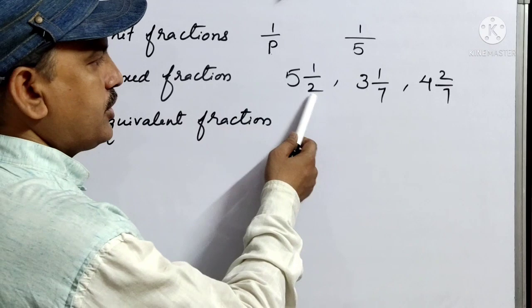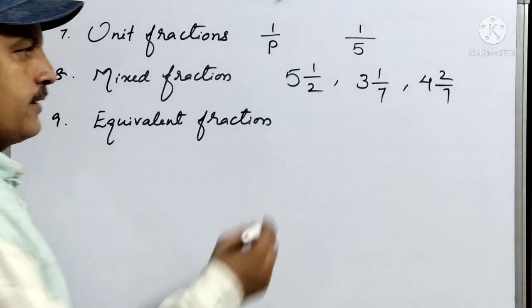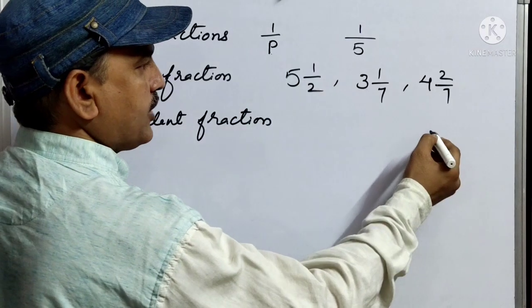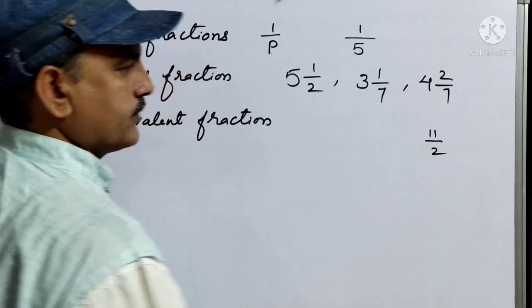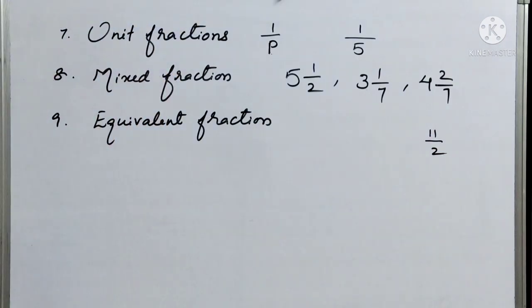And you can change this mixed fraction also. See here, 2 5s are 10, 10 plus 1, 11 by 2. Okay, 11 by 2. Now, can you tell me what is 11 by 2? Is it a proper fraction or improper fraction?